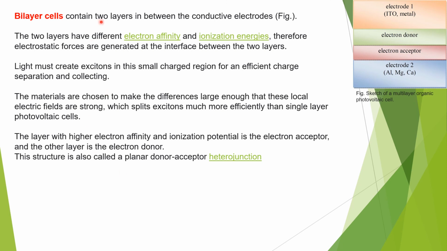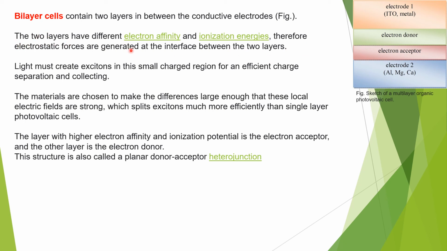Now, bilayer cells. Bilayer cells contain two layers in between the conducting electrodes. As you can see, it is the same. Electrode 1 is ITO metal, electrode 2 might be aluminum, magnesium, or calcium metal, and in between is the electron donor and electron acceptor pair. So there are basically two layers.